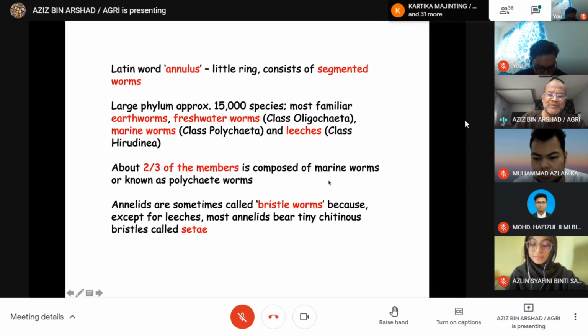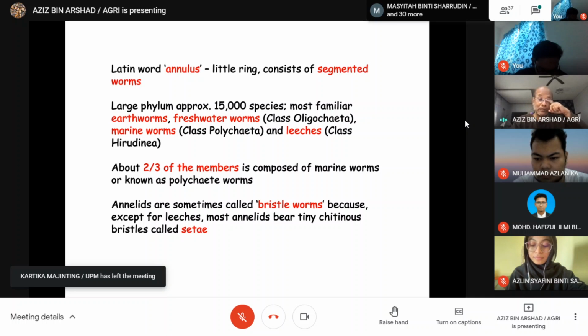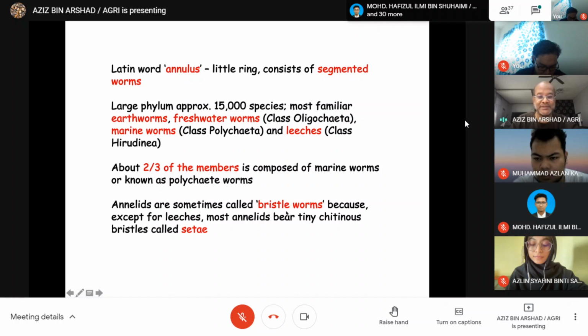The word annulus is the Latin word, meaning that they are segmented worm. About 2/3 of the members is comprised of marine worm. This is because of the diversity of the polychaete, which is more than the other members of the annelid. Annelids are sometimes called bristle worm. This is because most of them bear a kind of structure like bristle that is called setae. This is an exception for the leeches, by the way.